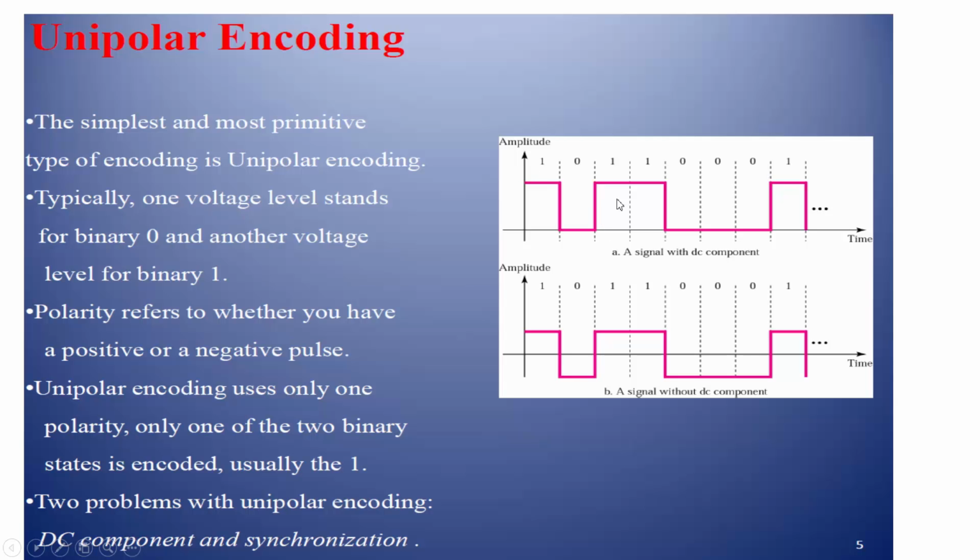Now there are two problems associated with this type of coding strategy. One is that it will have a certain amount of DC component, and there will be synchronization problems between transmitter and receiver. What is the meaning of synchronization? That the bits transmitted in a particular symbol period, when received at the receiver, in that particular symbol period, only those bits which were put in that symbol period should be detected. There should be proper synchronization between the transmitter and the receiver. So that will be a problem in this unipolar encoding strategy.